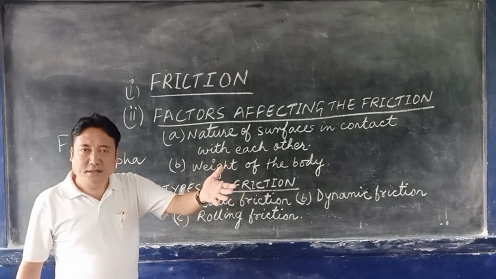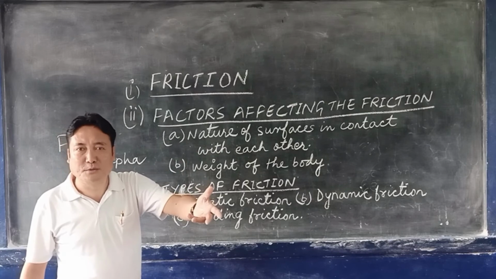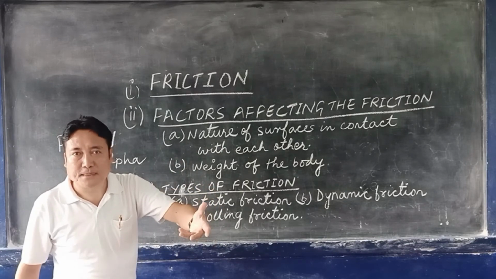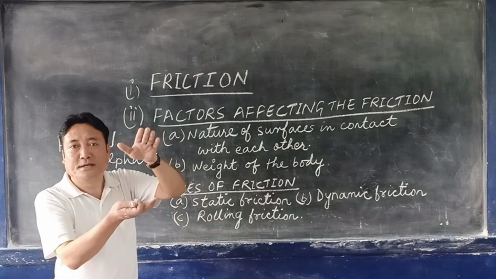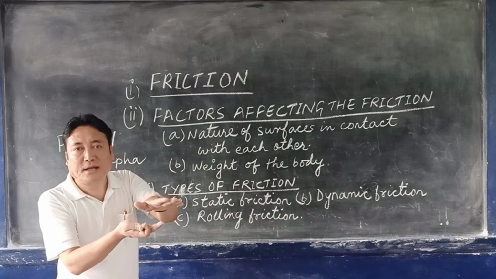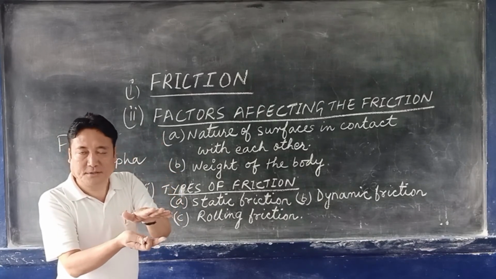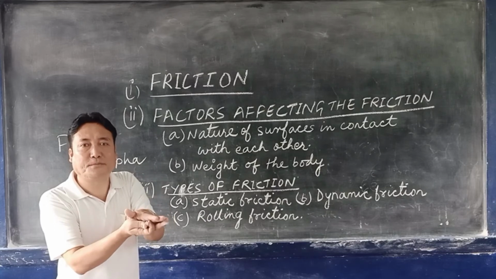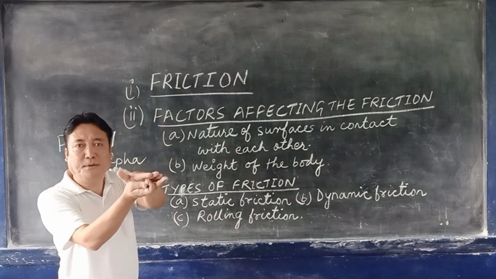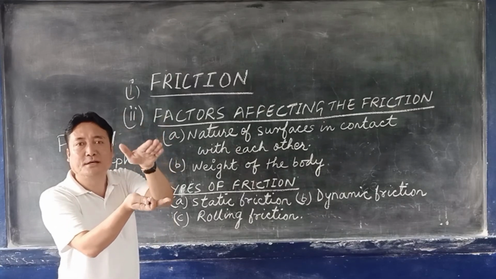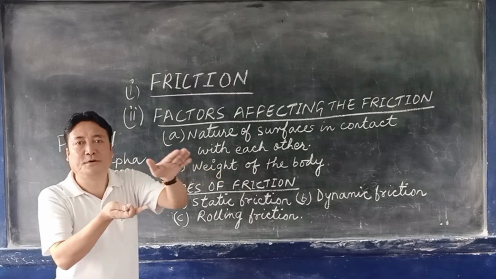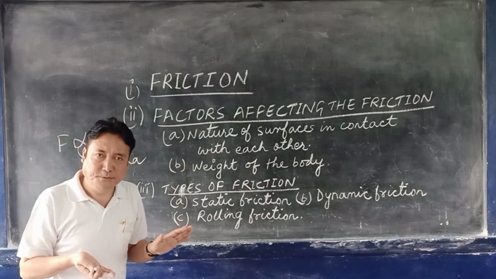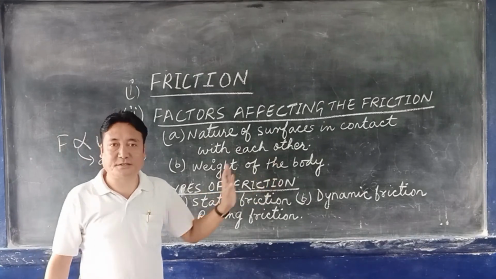Okay, and why that wooden block will not move is because friction is produced between the tabletop and the surface of the wooden block. The wooden block is on top of the table and there is contact between the table and the surface of the wooden block, so therefore the wooden block will not be able to move. So that we call static friction.